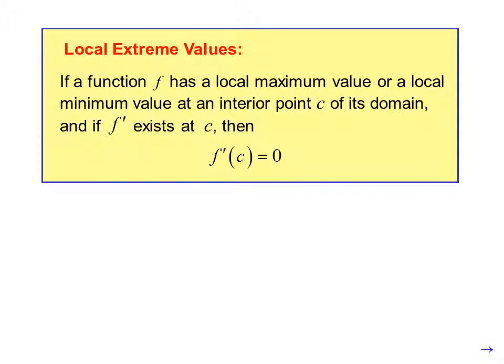Local extreme values. If a function f has a local maximum value or a local minimum value at an interior point c of its domain, and if f prime exists at c, then f prime of c equals 0. That is, the slope is 0.